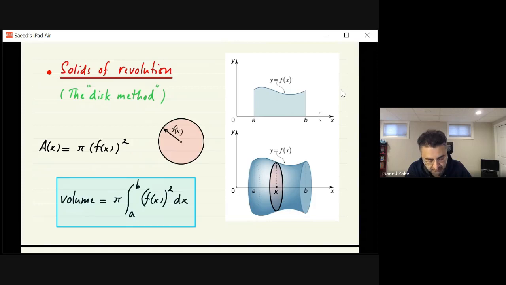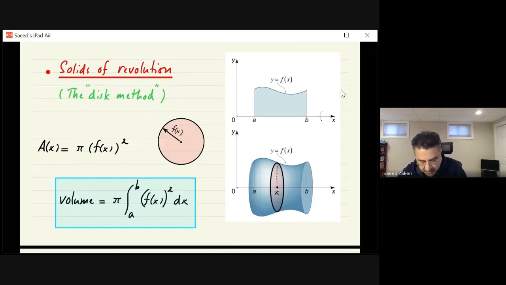the square of my function that I started with. So all you have to do is to take this function, square it, and then integrate it from a to b, and then multiply your answer by pi. This method is called the disk method simply because such a solid of revolution, when you look at the cross-section at each point, it's a disk. So the word disk here refers to the shape of the cross-section. And I showed you a couple of examples of this method at the end of the previous lecture.